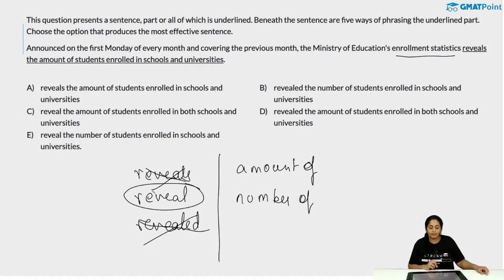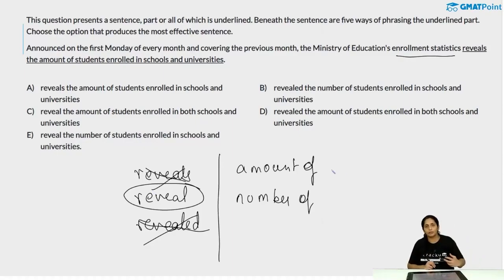Again, when you have number of students and amount of students, you use amount of when it is an uncountable noun. So amount of, say, amount of water. This is a larger amount of water, this is a lesser amount of time. Greater, larger amount of water, lesser amount of water, more time, less time, more amount of time, less amount of time. So time and water are uncountable nouns. So you would use amount in that case.